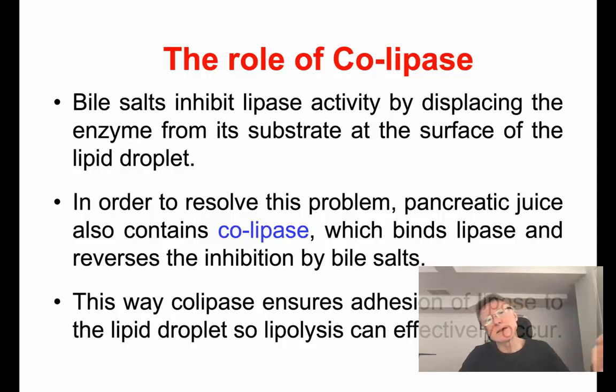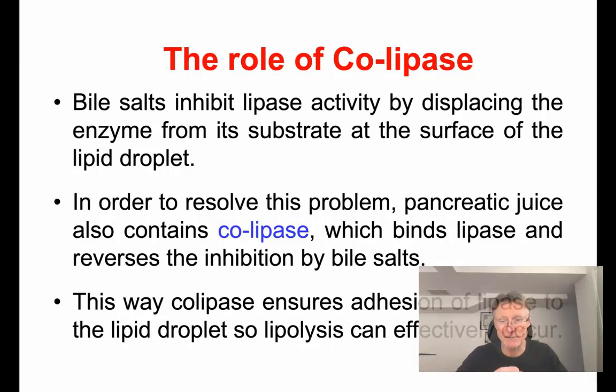And also you have the release of bile salts, bile acids, from the gallbladder. So chyme is arriving at the duodenum, and all these juices are being released on top of it. It turns out the bile salts, in the beginning, inhibit the lipase activity because they displace the enzyme from the surface of the lipid droplet.